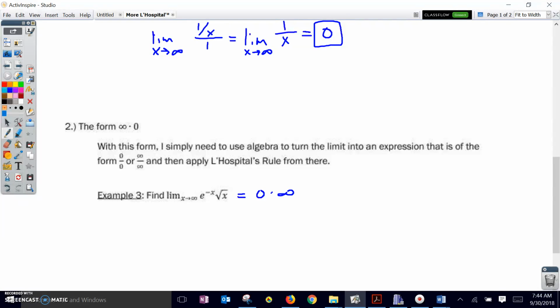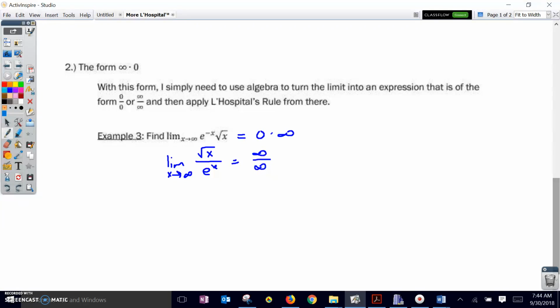So we're going to apply L'Hopital's rule to this, but first we're going to manipulate it a little bit algebraically. We need to turn it into something of the form either 0 over 0 or infinity over infinity. In this case, that's going to be easy. All I'm going to do is use the fact that I have a negative exponent to rewrite this as square root of x over e to the x. And now this is an infinity over infinity form. And so I'm going to apply L'Hopital's rule.